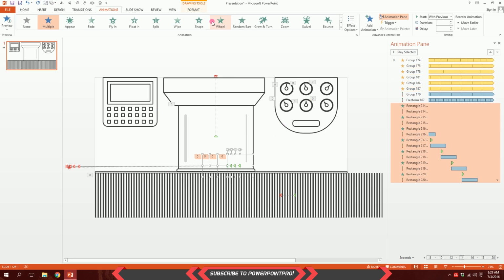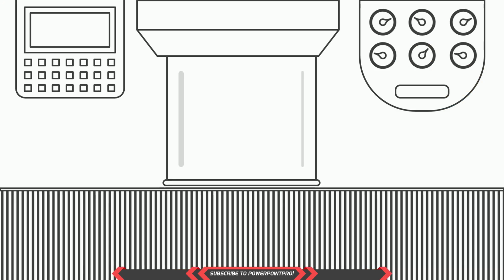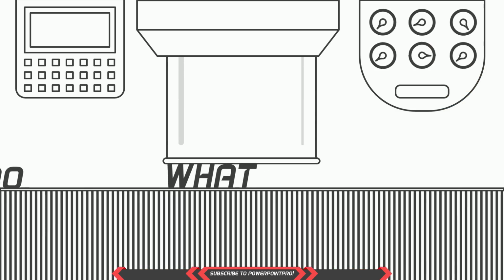I'll just drag out all of the text. I've selected all the text, go to Format, go to Shape Fill and make them 25% lighter black. And if I hit the slideshow, I'll have my entire ramp animation ready.